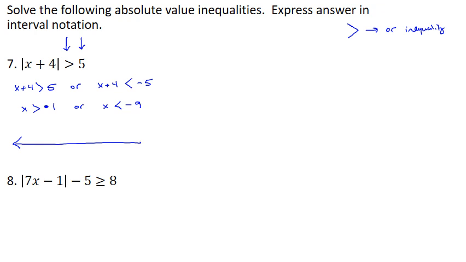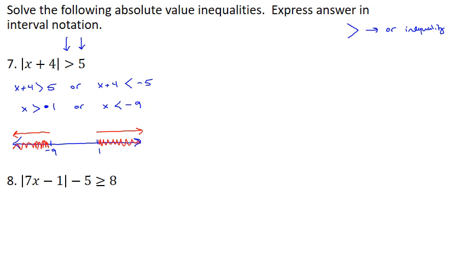Remember your line graph. Plot both of those numbers, negative 9 and 1, and I'll use a different color so you can see. The first one says x is greater than 1, so that's going to be this direction. Or x is less than negative 9, which is to the left. But with or statements, you cannot look for crossover. You have to write everything you've shaded. So all of this area and all of this area has to be included.